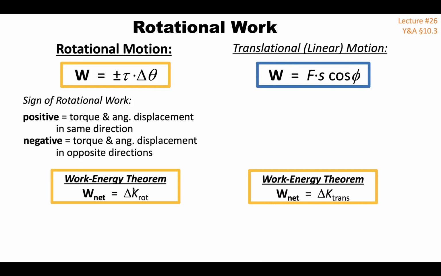The same will be true for a rotating object. If there's one or more torques acting on a rotating object, we can add up the net work that all those torques are doing, and it will result in the object either spinning faster or slowing down, right? So it'll spin up or spin down, depending on whether there's net positive or net negative work.